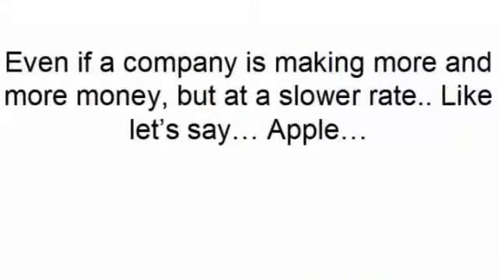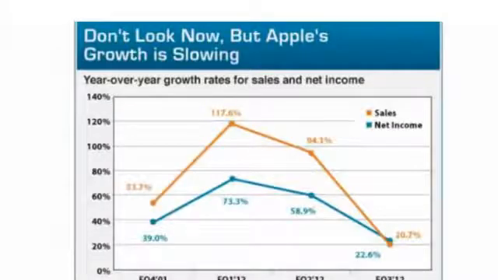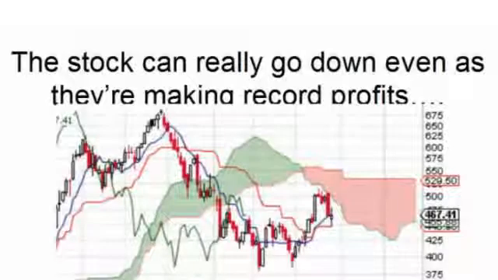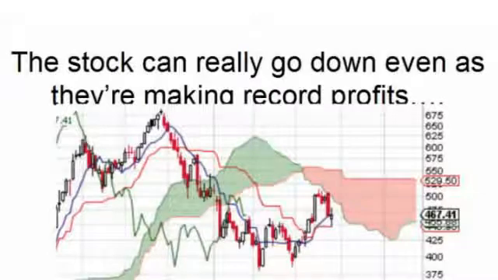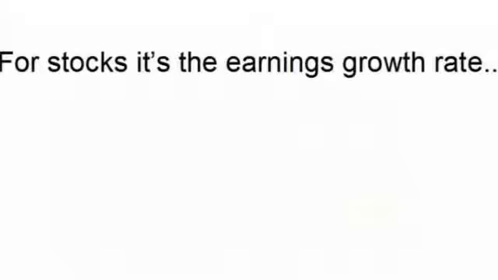So even if a company is making more and more money, but at a slower rate, like, let's say, Apple. And here's the headlines: don't look now, but Apple's growth is slowing. The stock can really go down even as they're making record profits. Looking at Apple here, there was a high just a bit over 700, goes all the way down to 400. So for stocks, it's the earnings growth rate.